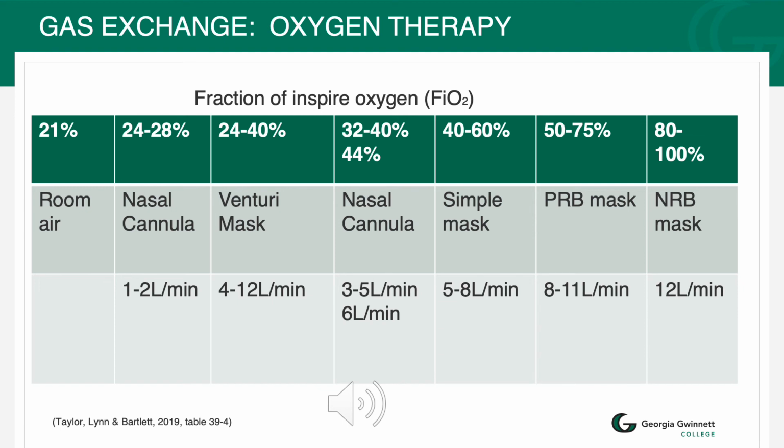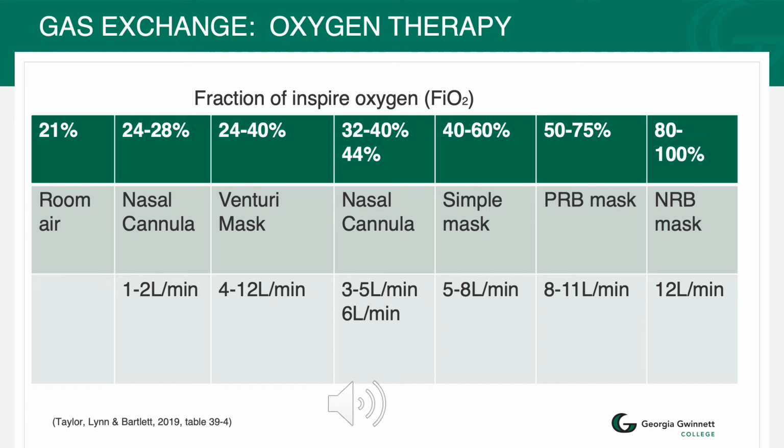But I wanted to show you how much oxygen is delivered with each device. Up the top there on the green, you're going to see the fraction of inspired oxygen, which is FiO2. That's the amount of oxygen that's delivered with each device when the flow meter is set at the correct rate. Room air has 21% oxygen.